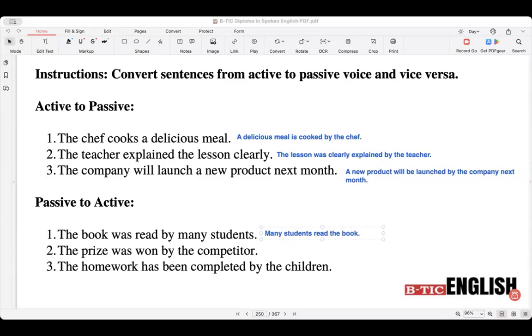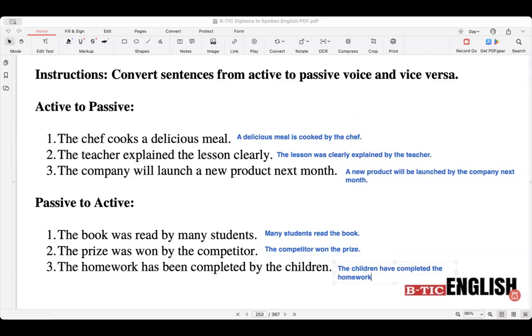Next, the prize was won by the competitor. The competitor was won the prize. The competitor won the prize. Okay. Next, the homework has been completed by the children. The children has been completed the homework. The children have completed the homework. Okay. Got it? Yes. Okay. Take a few minutes and write the correct answer, and then we'll move to the next question.